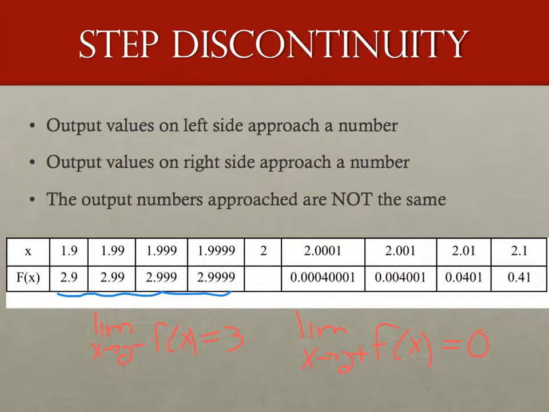So what we have in this case is a left limit that is different from the right limit. And whenever the left limit is different from the right limit, that's a pretty good indication that we have a step discontinuity going on. So we're going to say that in this particular case, this table represents a step discontinuity.